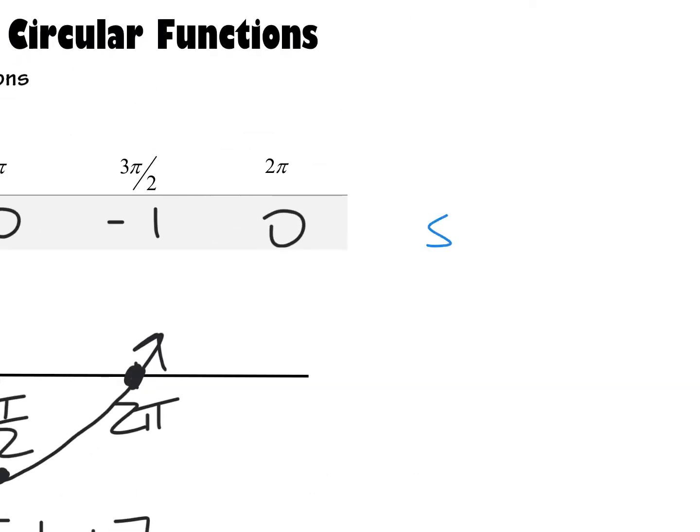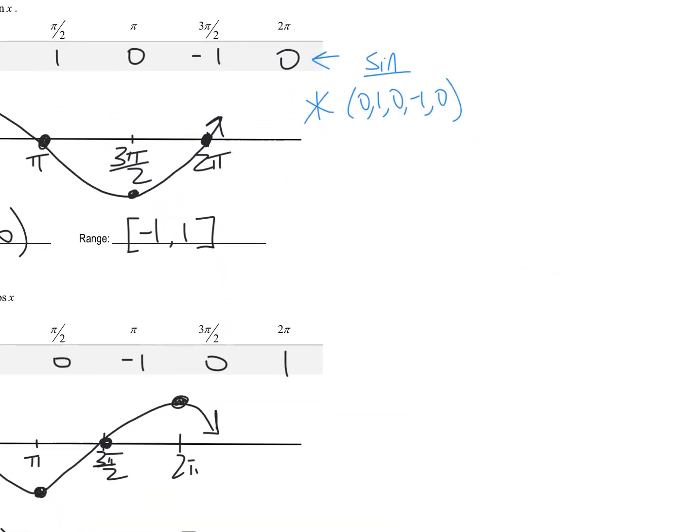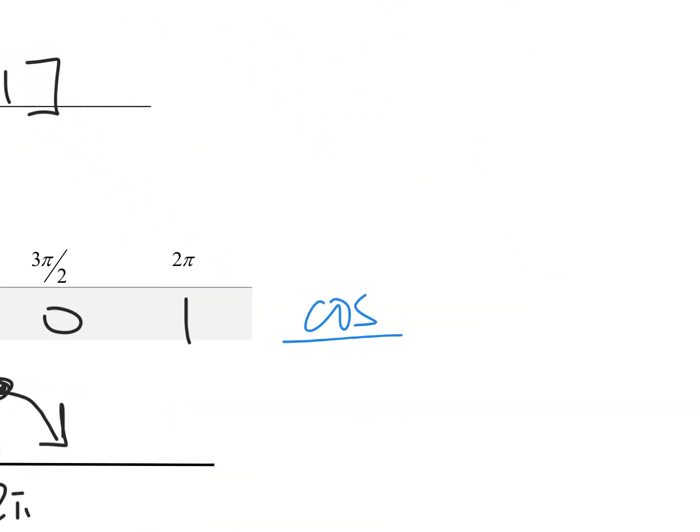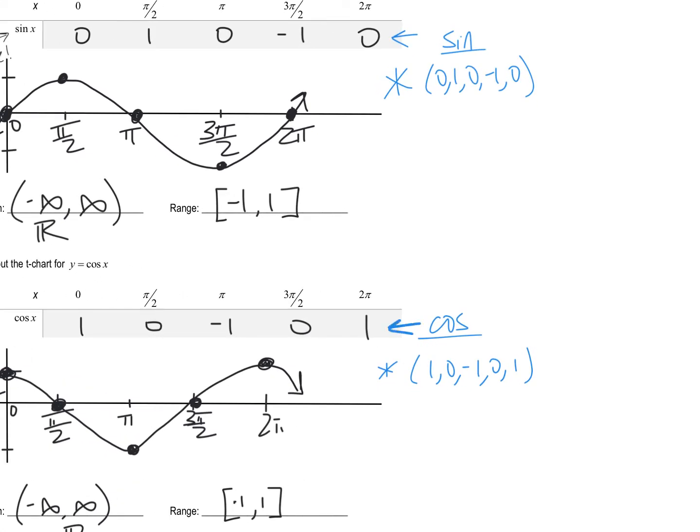And so for sine, the values are 0, 1, 0, -1, and 0. I just want you to think about that and start gearing your mind towards memorizing and recognizing those as the sine y values. That's where I got those from. And then cosine is just a little bit different. Cosine starts at 1, 0, -1, 0, and 1. That's how we're going to be able to tell the difference. Again, those are the y values for sine and cosine.